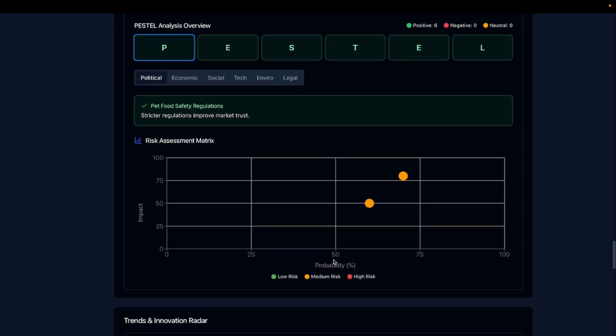Particularly the risk assessment metrics, all right? So we've got some medium risk. What's this happened over the past couple of years? We've got some tariffs. We know about the tariffs that happened.